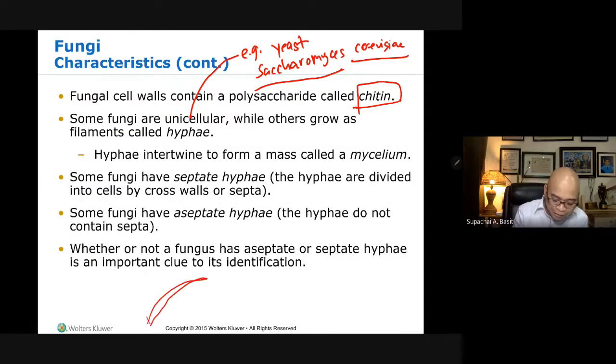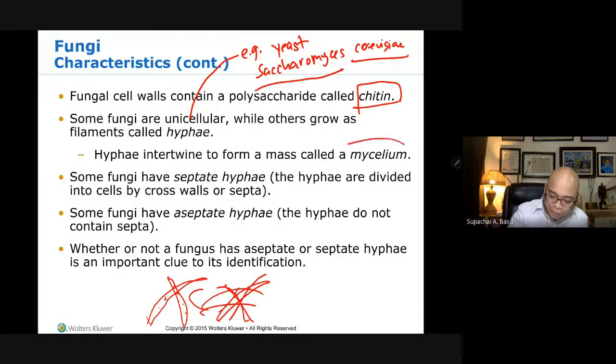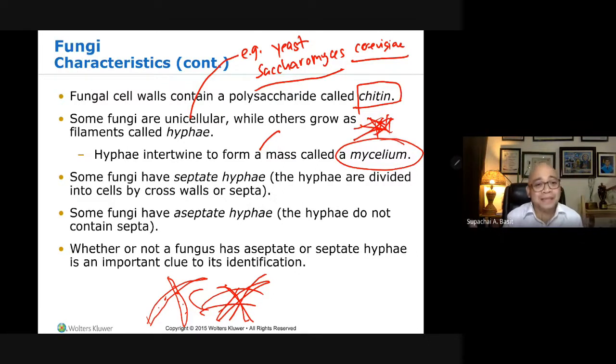So this is an example. The one that I'm drawing here is a hyphae. If hyphae intertwine with one another, it is now called mycelium. Singly, it's called hyphae. But if it intertwines, then it is now called a mycelium. Some fungi would have a septate hyphae. So for example, this is how a septate hyphae would look like because there are cross walls.